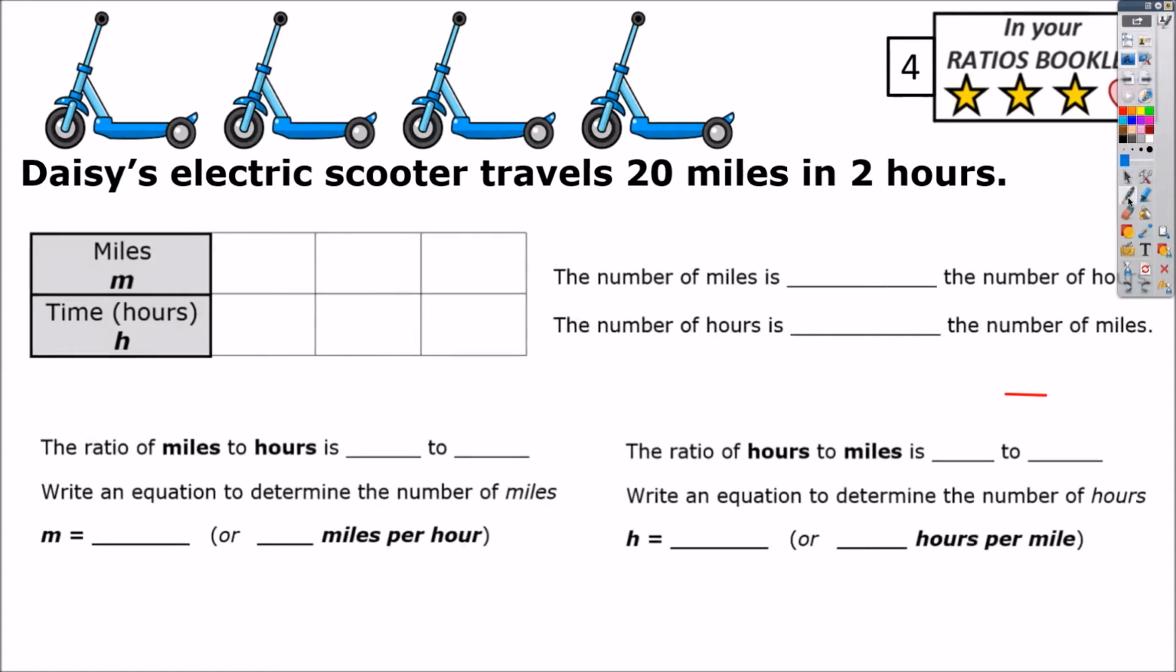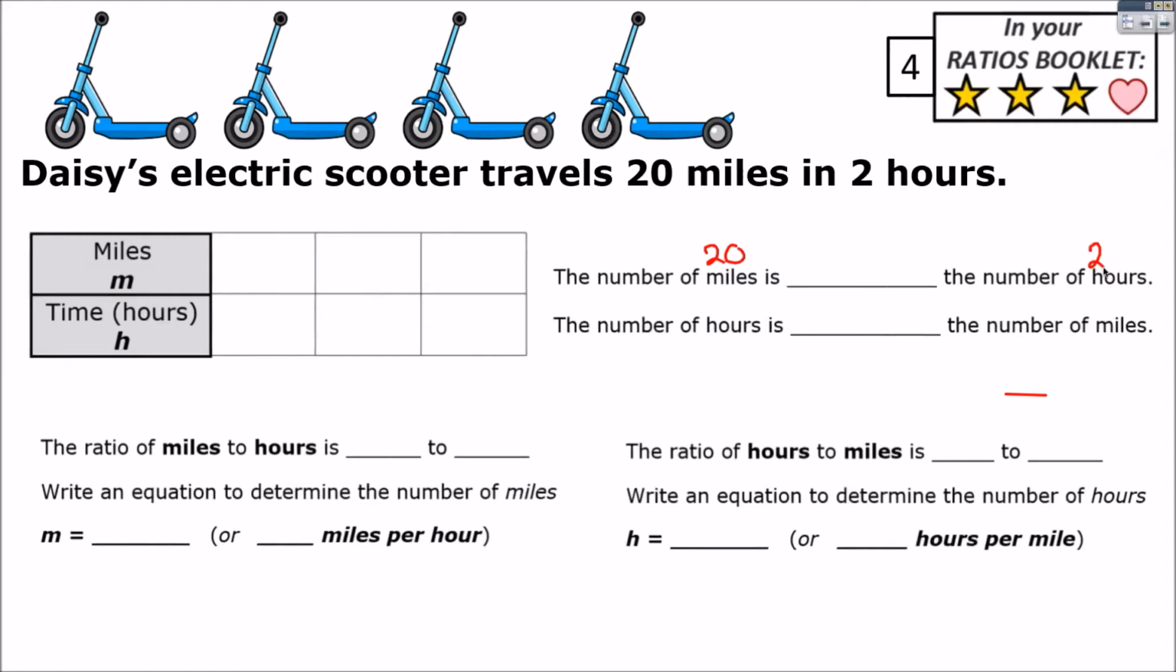Here's our problem. It says Daisy's electric scooter travels 20 miles in 2 hours. So let's go ahead and write that down. 20 miles. Where would the 20 go in this table? Well, I'm sorry. If y'all don't mind, I'm going to pause what I just said, and I want to actually complete this side first, where it says the wording. So the number of miles, miles is 20, is blank the number of hours. Hours is 2 in this scenario.